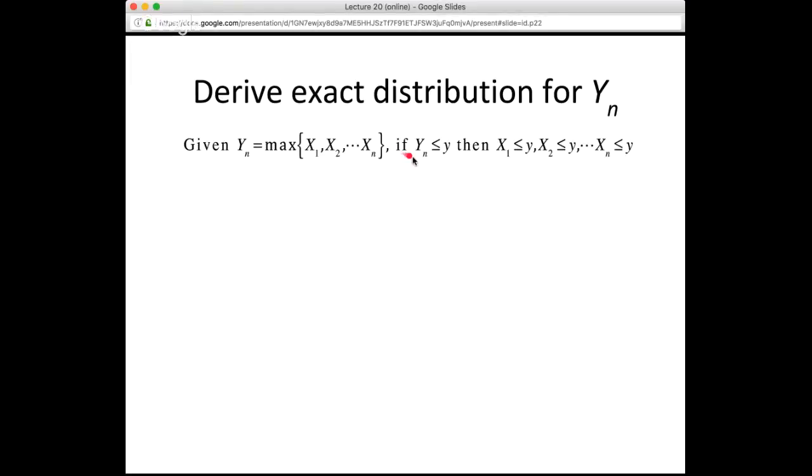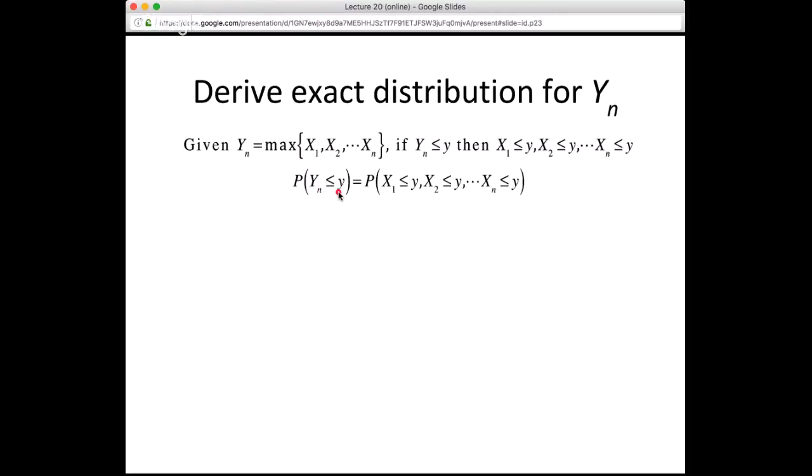Now, we can imagine that if yn is less than or equal to a specific realization of yn, call that little y, that implies that all of these random variables inside the max also have to be less than or equal to y, right? Because basically what we're saying is that yn is the maximum of all of these. So if yn is less than or equal to y, that means that x1, x2 through xn have to be less than or equal to y. That makes sense, right?